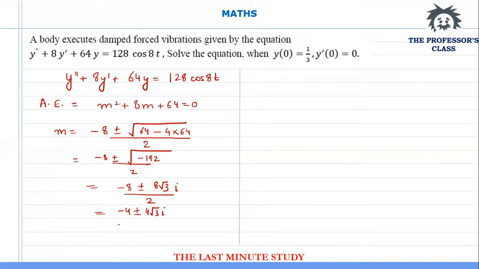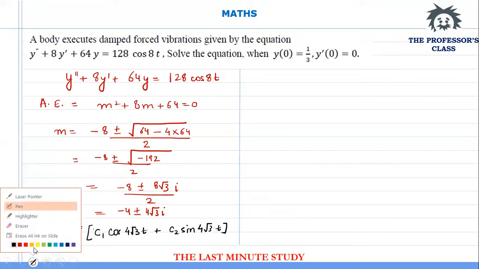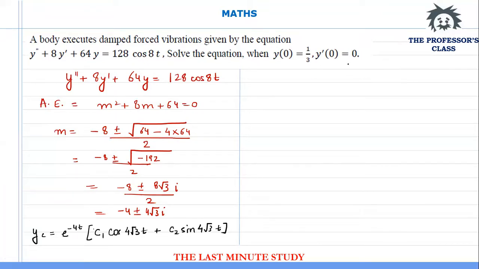So the solution over here consists of both real and imaginary parts. So this can be given as the component yc being equal to e raised to the power minus 4t, for this minus 4. And since this is a complex term, I'll get in brackets c1 cos 4 root 3t plus c2 sin 4 root 3t. Now let's find the particular integral. For that, what I have is these two terms.